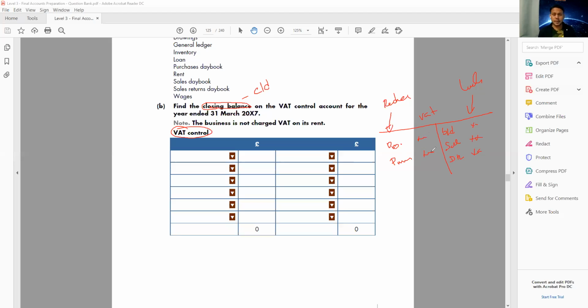I hope all of you remember your VAT control account. If you remember this template, incomplete records will be really easy for you. If you don't remember it, that will give you a lot of stress in the exam. Okay, so let's move on.